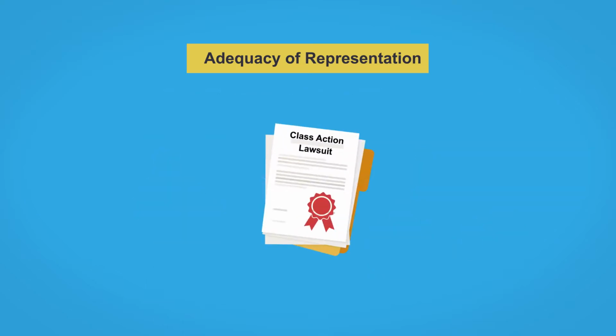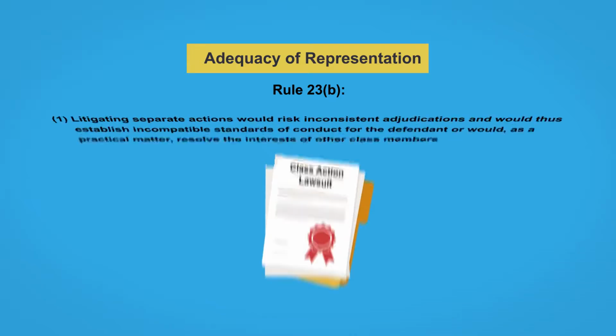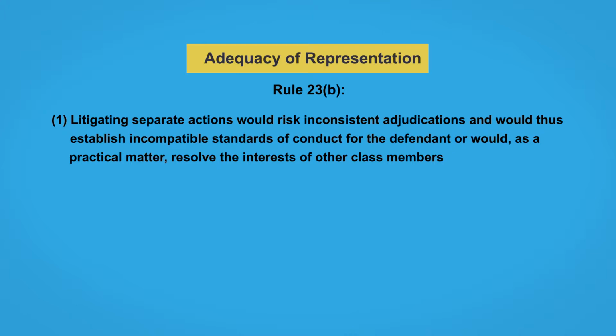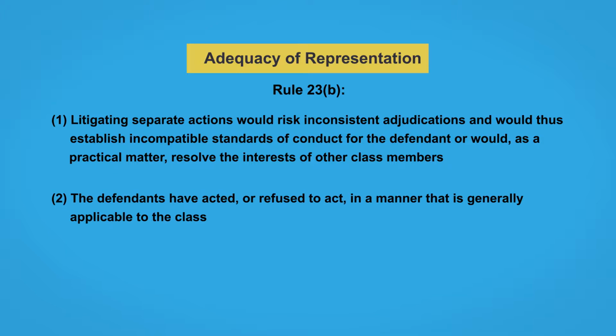Once a class is certified, Rule 23(b) provides that a class representative must demonstrate one of the following additional reasons that the action should be brought as a class action rather than by each individual plaintiff individually. 1. Litigating separate actions would risk inconsistent adjudications, and would thus establish incompatible standards of conduct for the defendant, or would, as a practical matter, resolve the interests of other class members. Or 2. The defendants have acted or refused to act in a manner that is generally applicable to the class.